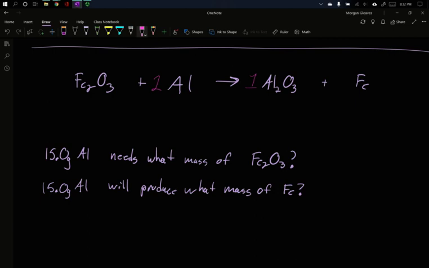If I have two aluminum on the right, I'll need two on the left. If I have one aluminum oxide on the right, that gives me three oxygens. I need three oxygens on the left, which means I need only one Fe2O3. But that's going to give me two irons on the left, so I need two iron on the right. So it's a 1 to 2 to 1 to 2 reaction.